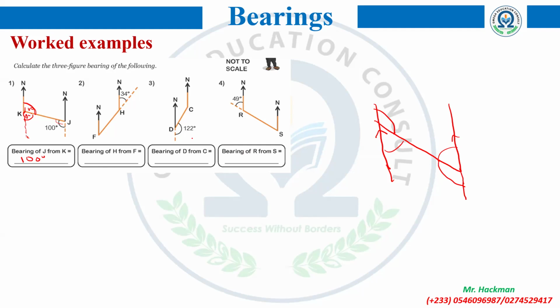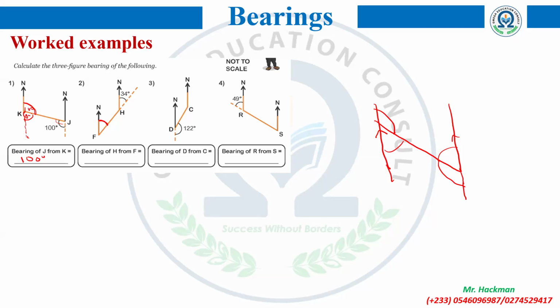Now let's go and look at the second. The bearing of H from F. So our reference point is F. Remember, it's going to be the angle between the true north and the line joining your points of interest, F and H. So it means we are looking for this angle. Is that clear? Is my point well made?